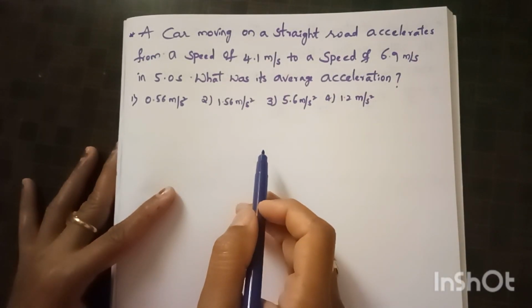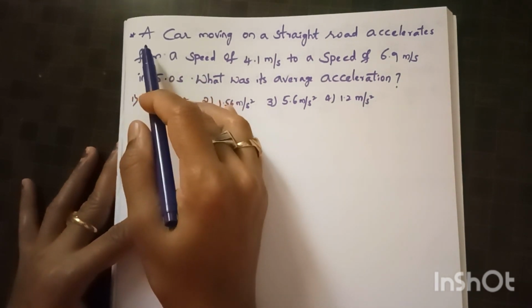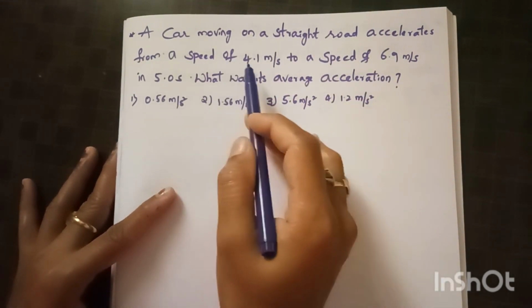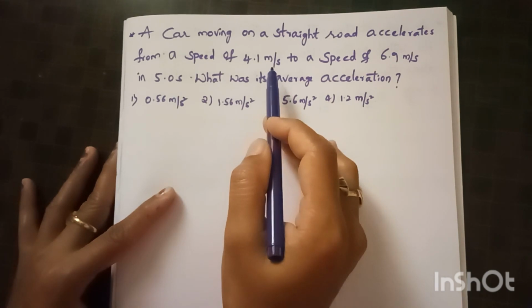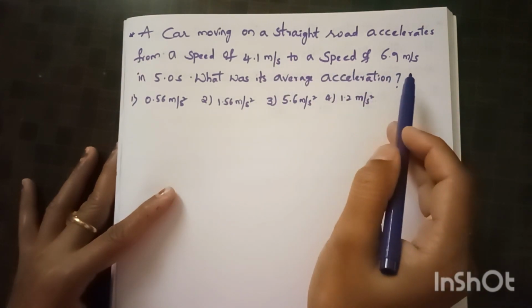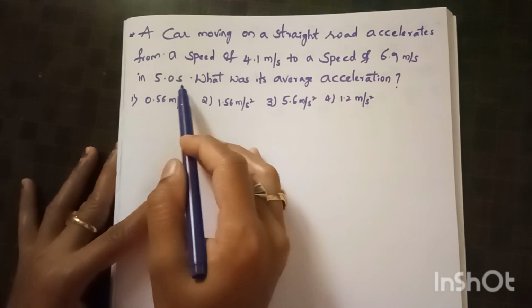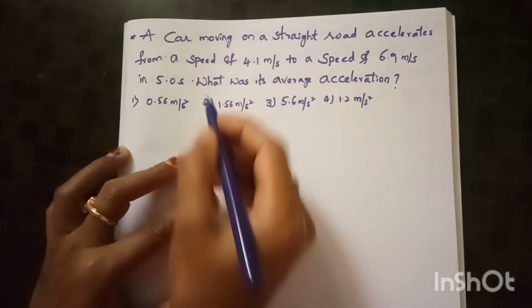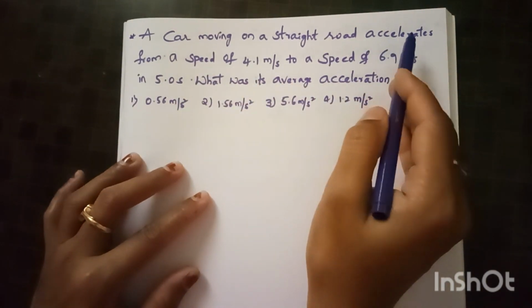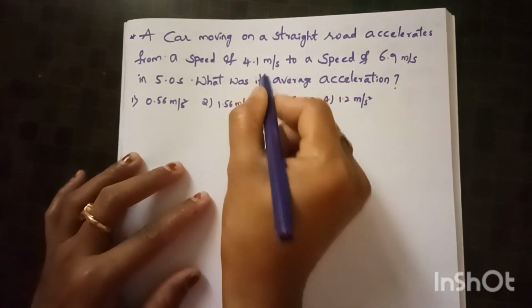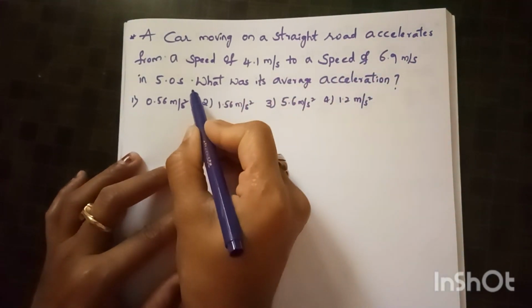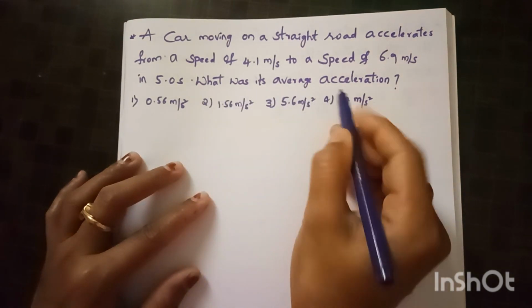Now we are going to discuss one more problem based on kinematic equations. A car moving on a straight road accelerates from a speed of 4.1 meter per second to a speed of 6.9 meter per second in 5.0 seconds. What was its average acceleration?